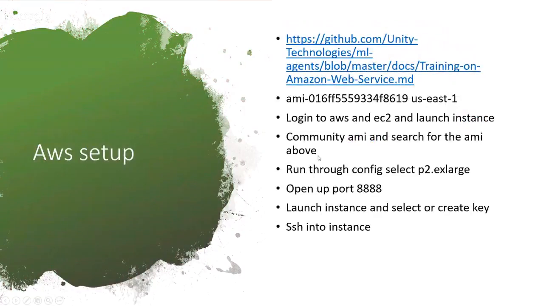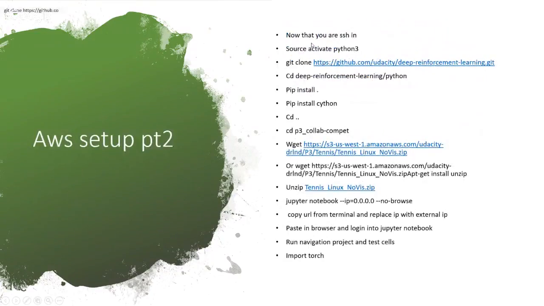AWS is a little bit more tricky because there's one particular environment that works really well, and I've put that one here, so look at that. When you log in, go to the community search, find it, make an X large, P2, open up port 8888, launch the instance, create a key, SSH into it. Now that you're in it, you basically run through this, so do the same deal.